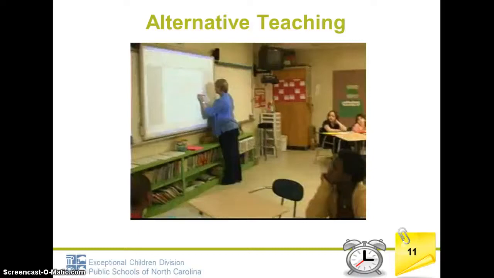Welcome to Module 4 of Co-Teaching for Durham Public Schools. The next co-teaching model we'll discuss is alternative teaching.